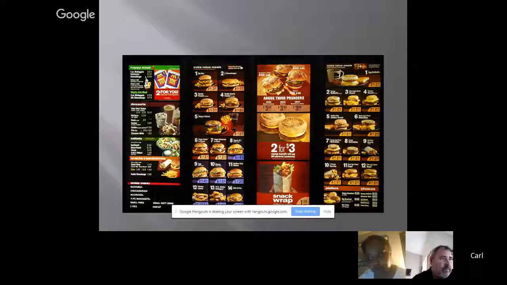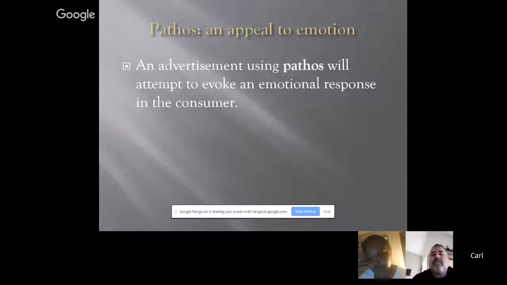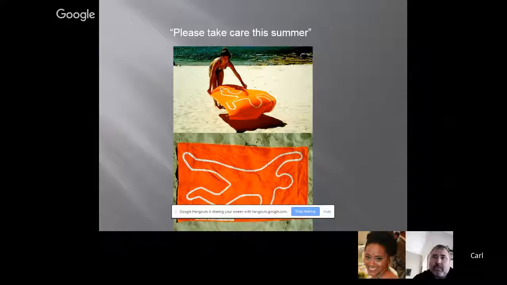So if you guys see these things, like this is a McDonald's menu. Okay, this is a local bus schedule. So it's just things you see every day that actually use it. I already told you guys what pathos does. It appeals to emotion. You see this picture? Please take care of this summer. The picture shows a woman putting down a towel, and it shows a body layout as if there was something like a death. It's probably saying, more than likely, be careful on spring break, but it's painting that picture to make you feel a certain way. So that picture in itself uses pathos, and it shows you really need to be careful because this is what can happen to you.